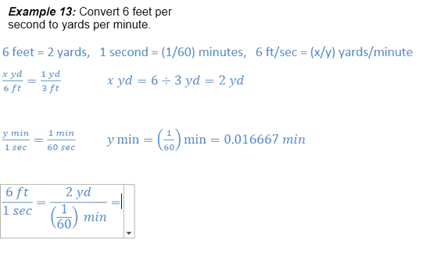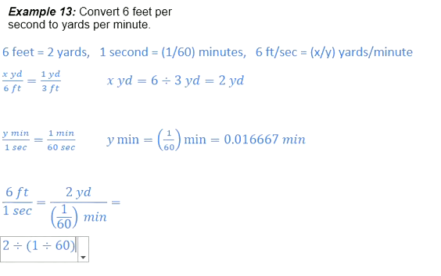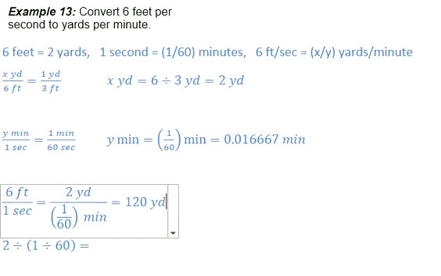Now you can't put this in the calculator as is. You would just type in 2 and then the divided symbol, and then you would do a parenthesis 1 divided by 60 parenthesis, and then enter, or your equal sign. And when you do that, 2 divided by 1/60th is going to be 120 yards per minute.